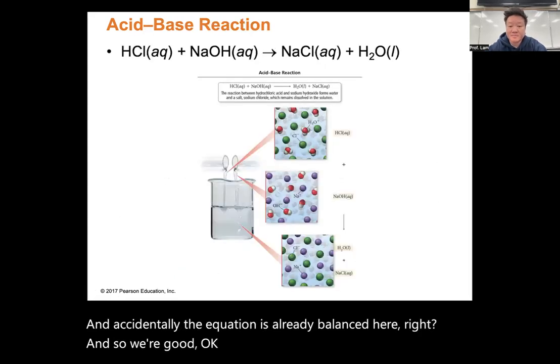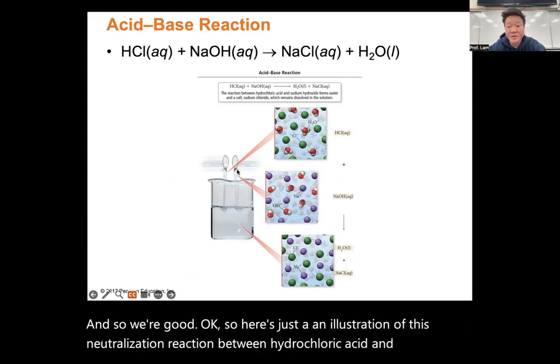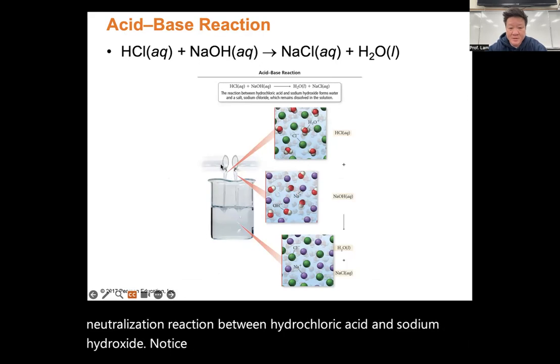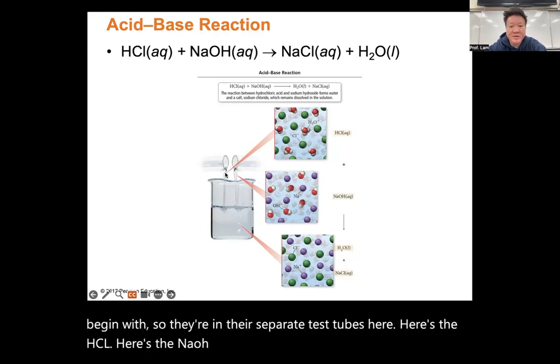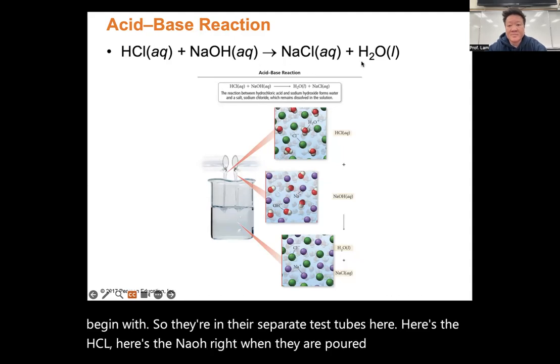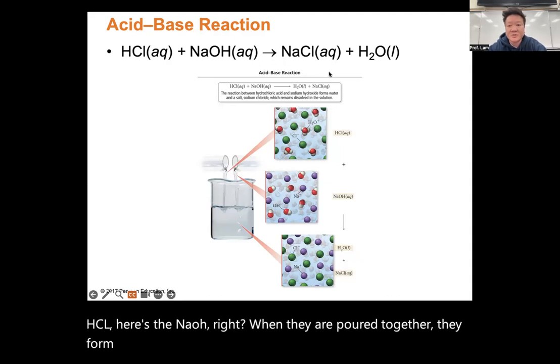So here's just an illustration of this neutralization reaction between hydrochloric acid and sodium hydroxide. Notice that they are both aqueous, right, to begin with. So they're in their separate test tubes here. Here's the HCl, here's the NaOH, right? When they are poured together, they form water and sodium chloride.